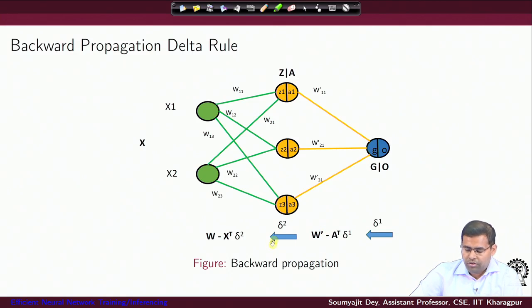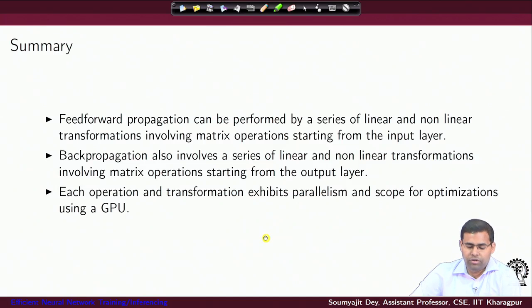Using delta 1, you compute delta 2. Once you have computed delta 2, you re-estimate the W values, and set all those values again in the neural network. So, that is your back propagation. You are propagating back the values, readjusting values of W prime and W. So, that is again a series of linear and nonlinear transformations, but they start from the output layer.